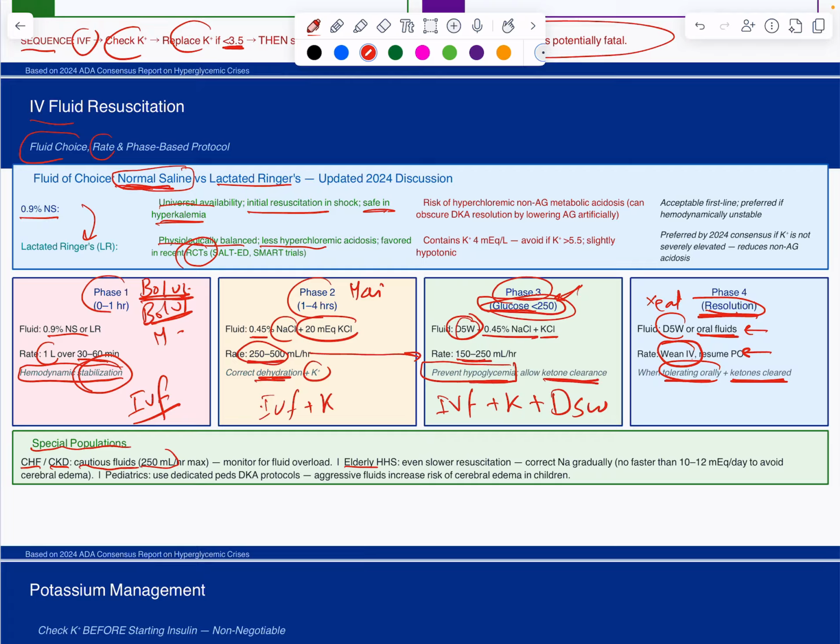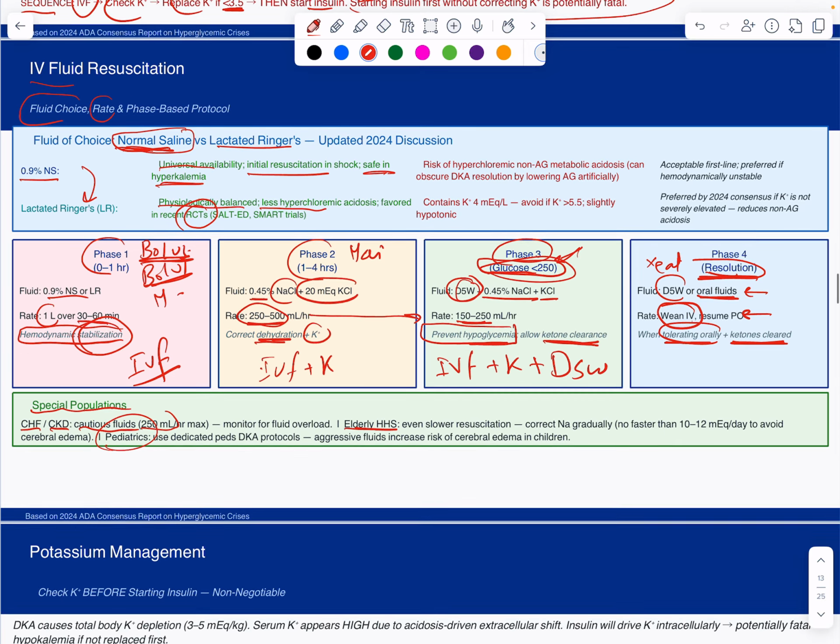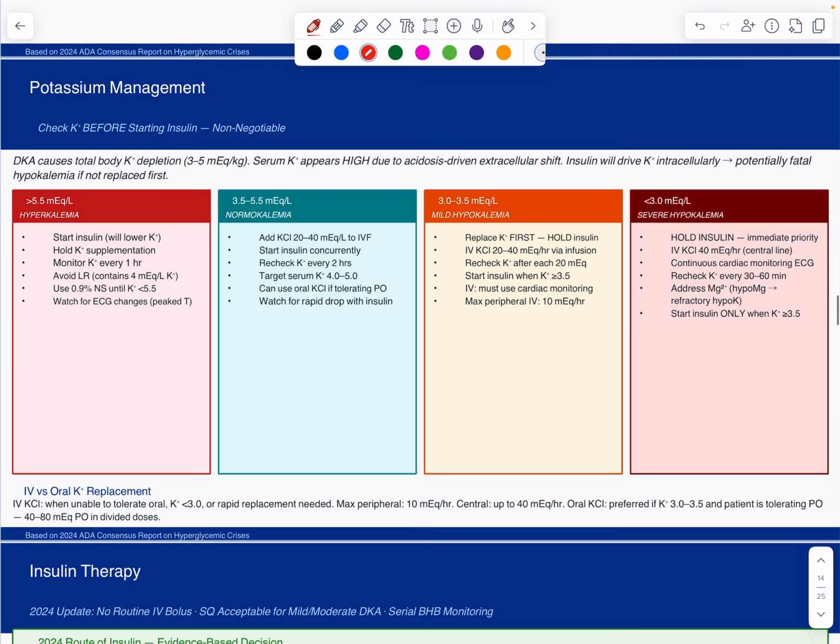In the elderly population with HHS, it's the same as hyponatremia. Hyponatremia, we don't correct it very fast, or even hypernatremia. Same concept because of the osmotic effect of the glucose. You don't want to reduce the glucose very rapidly. I'll not talk about the pediatrics part because I'm an internist, of course.